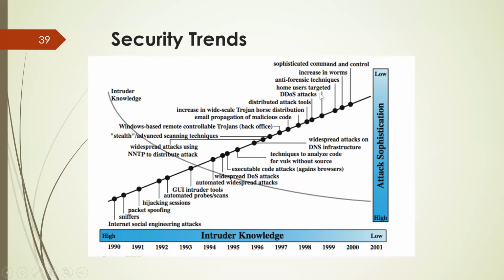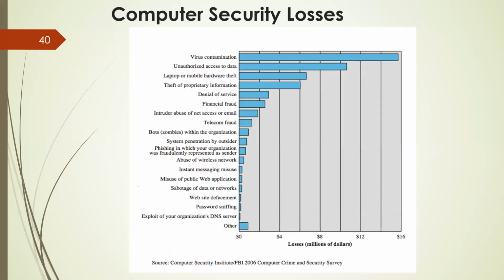They are one of the most common and they're rising. Actually, if you check the most recent trends of 2020, 2021, denial of service is the highest one that causes the highest amount of loss in organizations. Computer security losses have also been documented here by a study by the FBI in 2006.